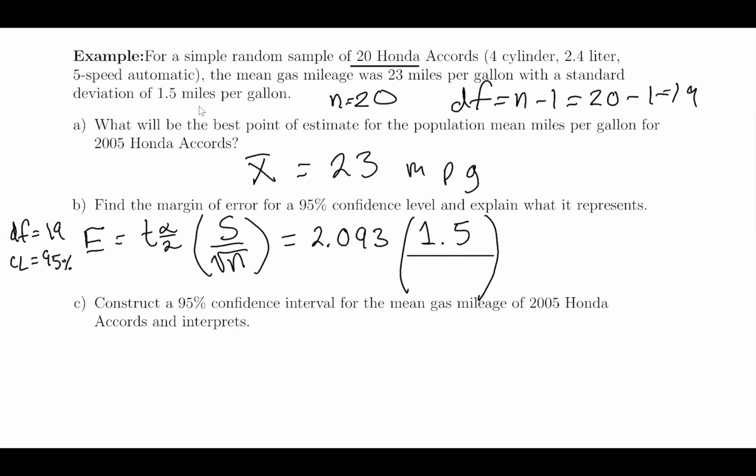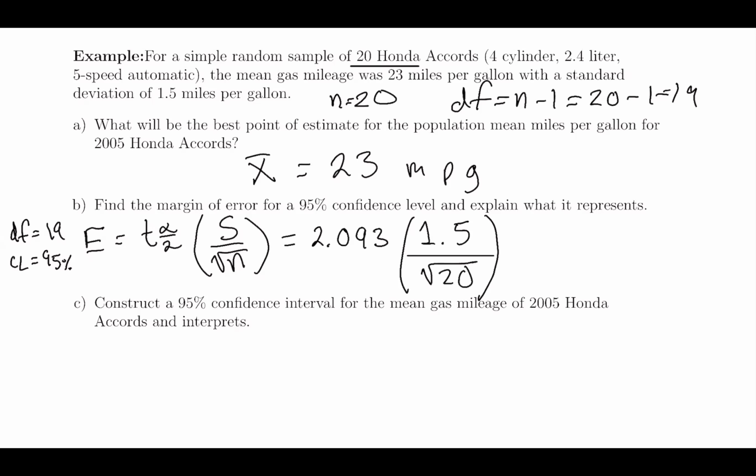Any question on the 1.5? No. All right. So let's do n. If you look at the last thing, it says take the square root of n. So that means square root of 20. So we're going to do 2.093 multiplied by 1.5 divided by square root of 20.